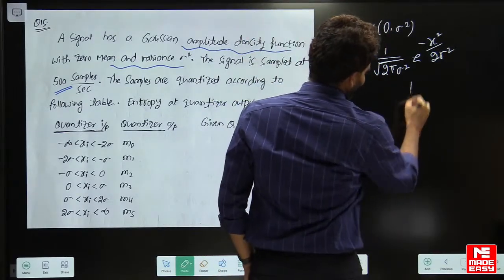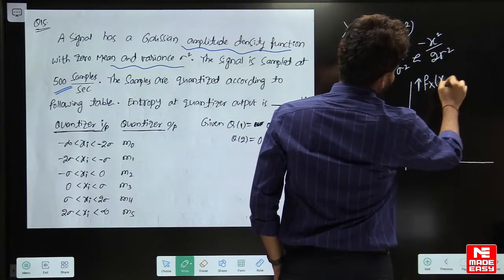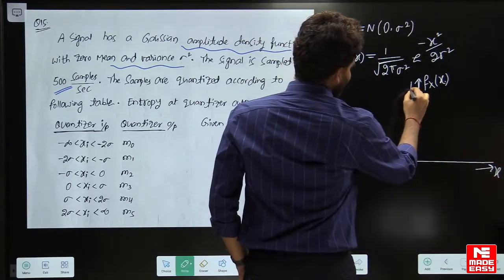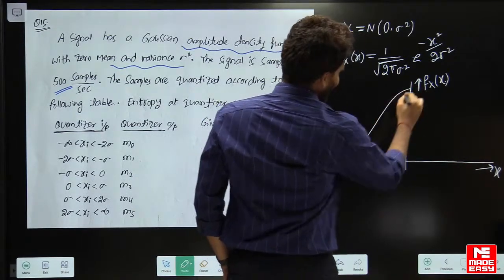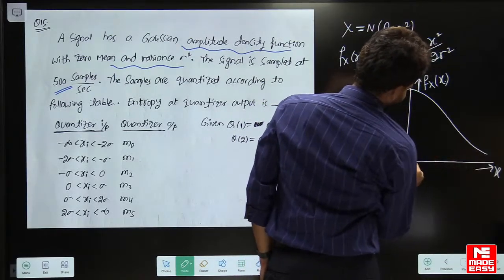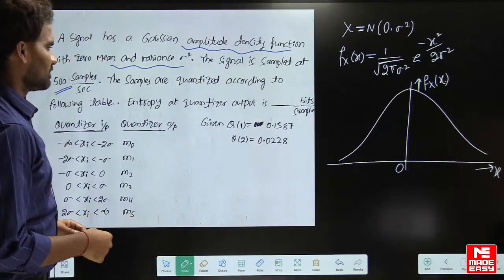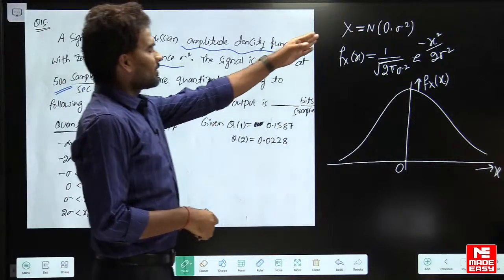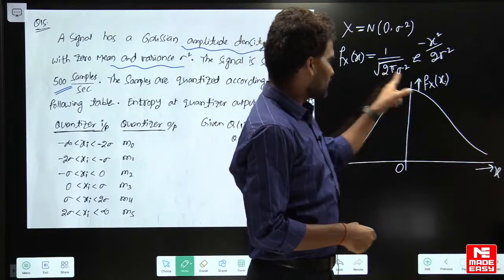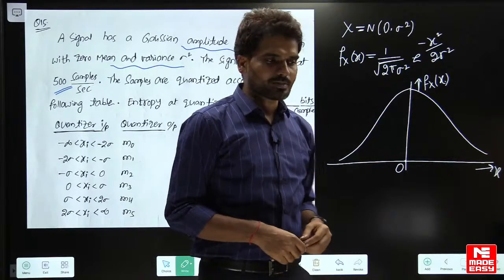If you plot this, this is f x of x with respect to x. It is maximum at x equals 0, so it is going to be like this. Yes, it is the density function of x. The amplitude of this random signal can be any value from minus infinity to infinity, with respect to probabilities. From this density function you can get the probabilities. The area under the density function will give you the corresponding probabilities.